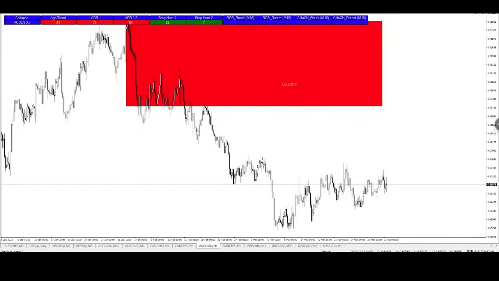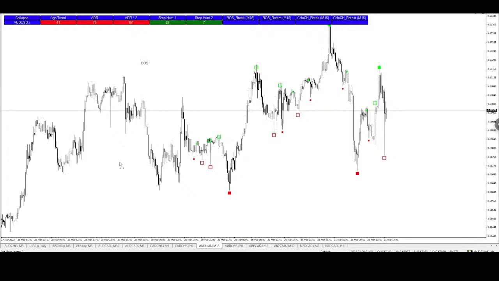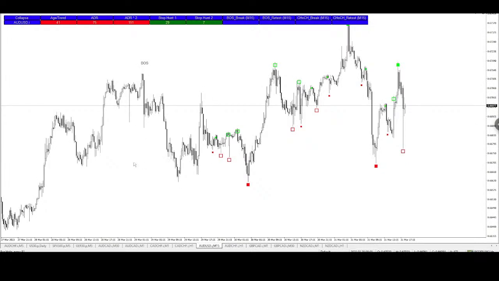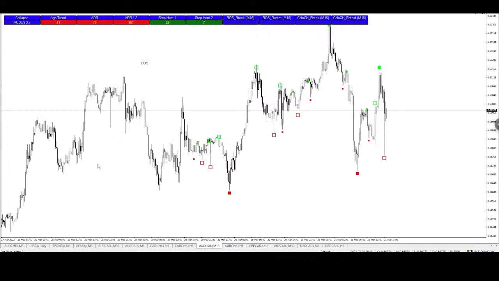What did you trade on AUD USD, by the way? What did you trade, a sell or a buy? What happened? What did you trade? If you can let me know. Did you trade a buy or a sell on AUD USD? What did you trade, mate?